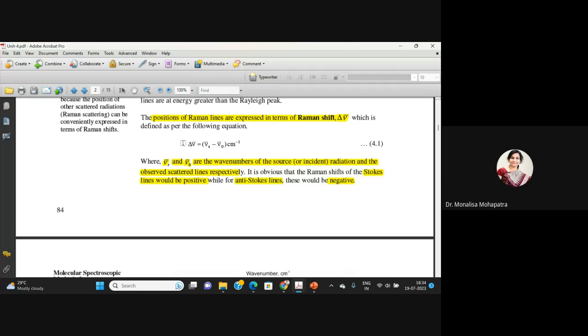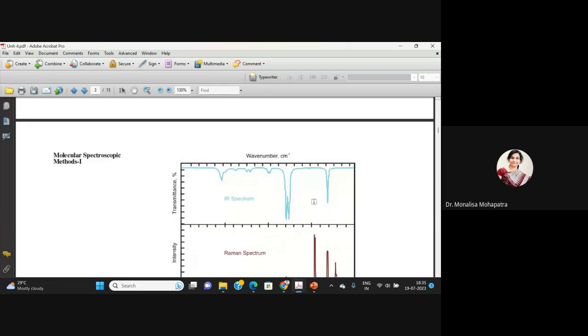So this is the Raman shift expression. Okay, where mu s and mu 0 are the wave numbers of the source or incident radiation and the observed scattered lines respectively. So it is obvious that Raman shifts of Stokes lines would be positive, while for anti-Stokes lines it would be negative.